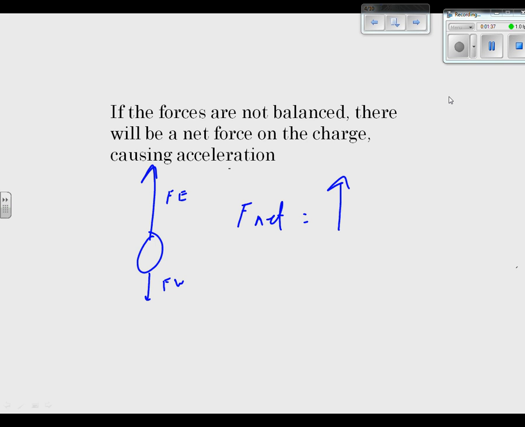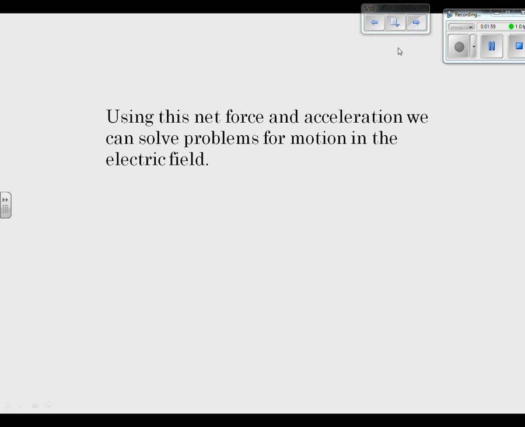Is this any different than if I turn everything sideways and talk about an applied force and a friction force? No. It's really one and the same. It's just the vertical version of it, is it not? Okay, so in that sense, it's nothing new. In obviously other senses, it is certainly something new. Okay, so using this net force and acceleration, we can solve problems for motion in the electric field.